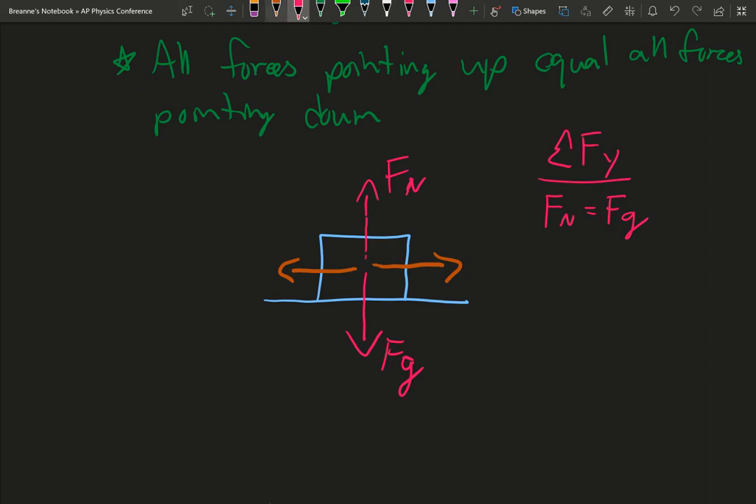With your forces in the left and right, it doesn't matter which one's which. We'll just make this force applied and we'll make this force friction. So that means your net force in the x direction, which is horizontal, means your force applied equals your force of friction. That's all that's meaning. So your net forces are balanced.